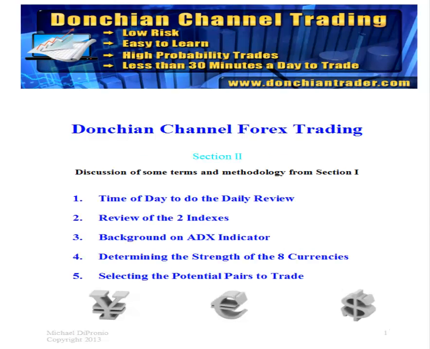In Section 2, we'll go into a little bit more detail behind our analysis. We'll be talking about 1, the time of day to do the daily review, 2, review of the 2 indexes, 3, background on the ADX indicator, 4, determining the strength of the 8 currencies, and 5, selecting the potential pairs to trade.